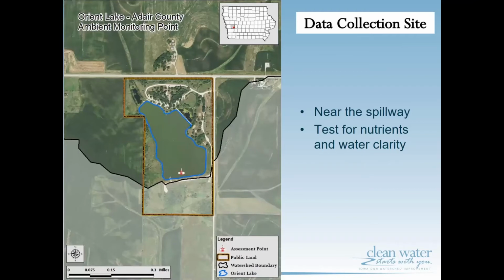This map came earlier with Jeff. This is the data collection site, or where we gather our water quality samples. You can see that it is near the spillway, this little location here. And what we do is we'll test for nutrients and water clarity at this point every time we collect. So every time we go out there, we'll collect at the same point to be consistent.